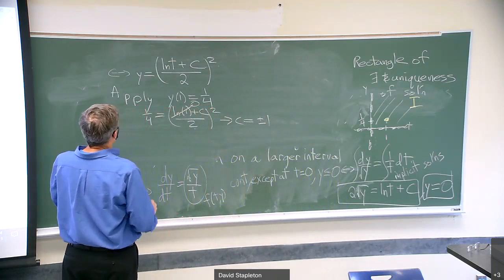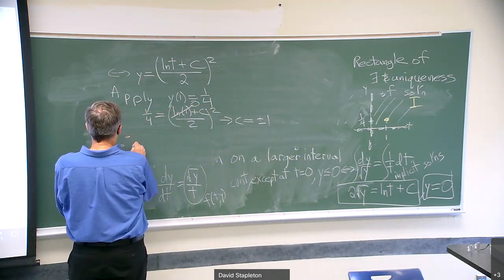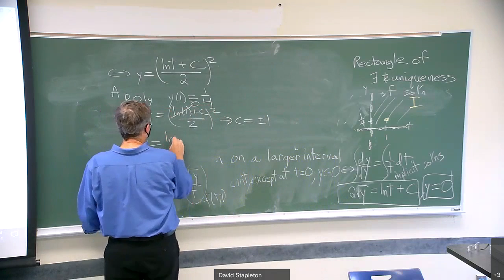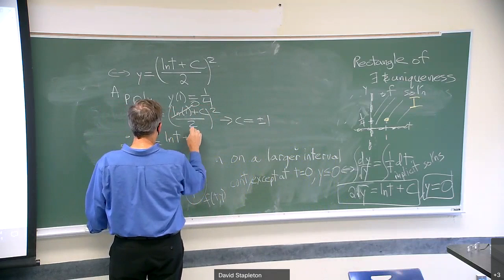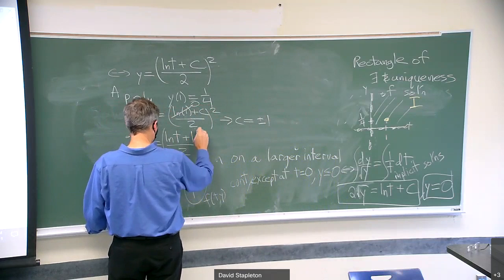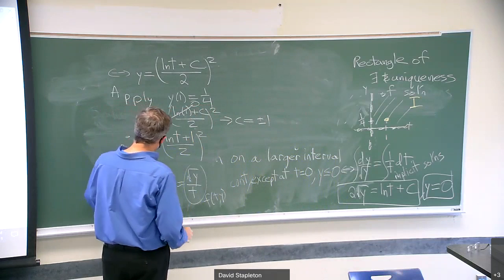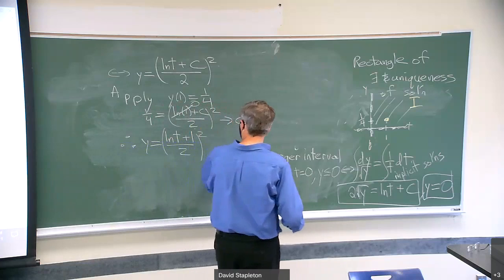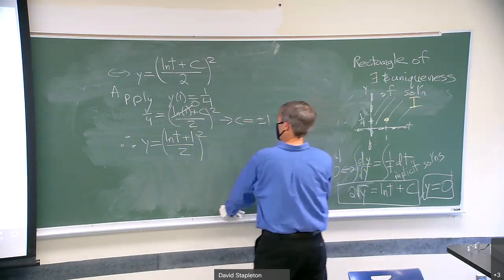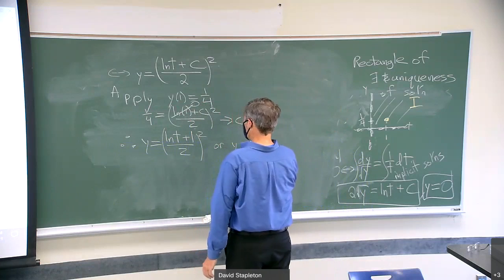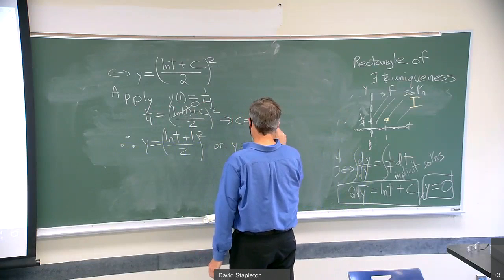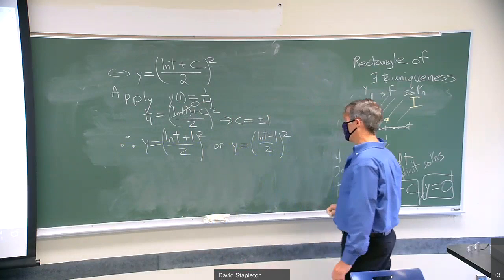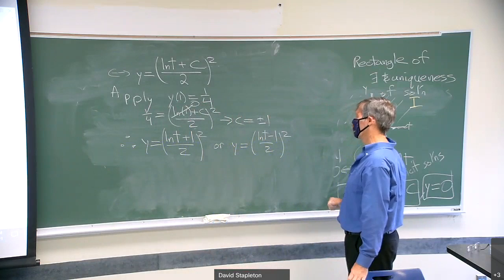Squared. Yeah, so I have y equals ln p plus 1 over 2 squared if I put c equal 1. Or, y equals ln(t) minus 1/2, if I take c equal minus 1.